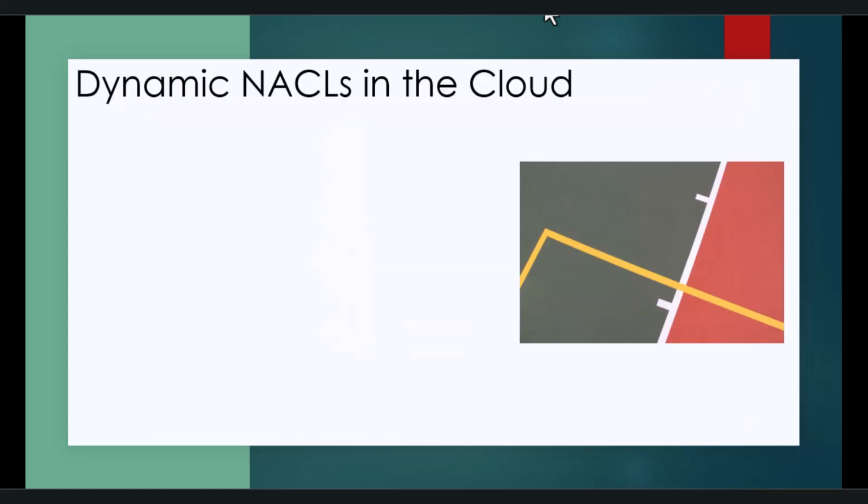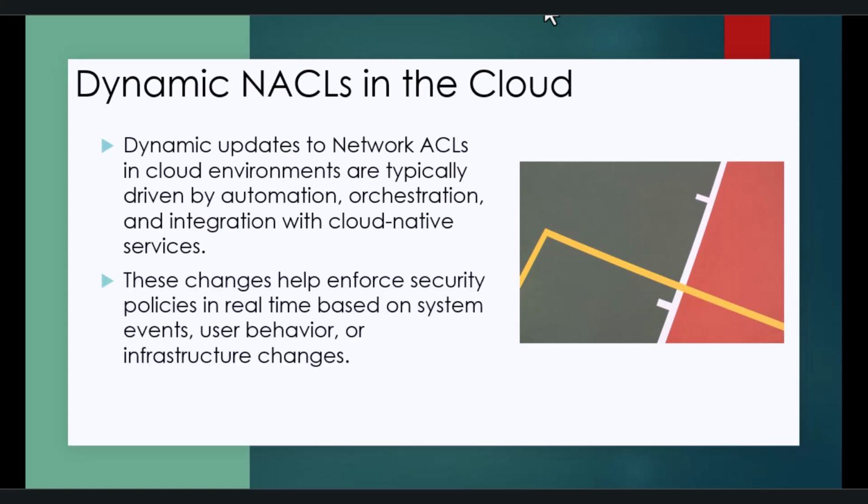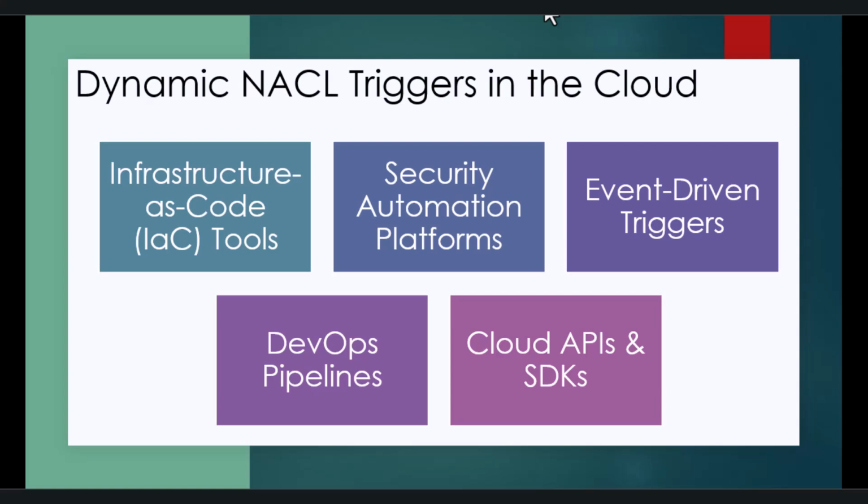In the cloud, we want our NACLs to be dynamic. Dynamic updates to network ACLs in cloud environments are typically driven by automation, orchestration, and integration with cloud-native services. These changes help enforce security policies in real time based on system events, user behavior, or changes to the infrastructure. Some dynamic NACL triggers in the cloud could be IaC tools. Services like AWS CloudFormation or Terraform can update ACL rules during deployments. For example, when a new subnet is created for a microservice, Terraform updates the ACL to allow traffic only from specific IP ranges.